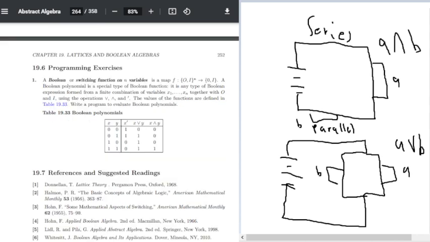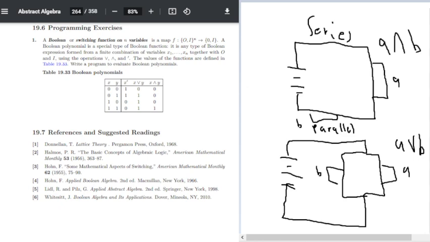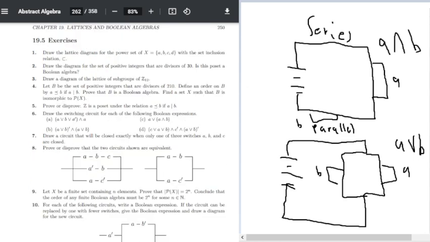Oh wait, not actually that many exercises. Huh, weird. So I guess before I jump into the exercises, you know what that means.